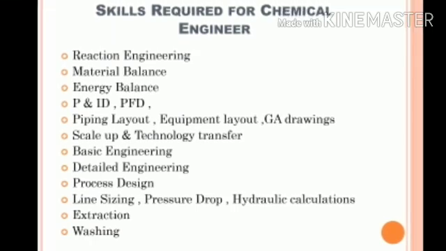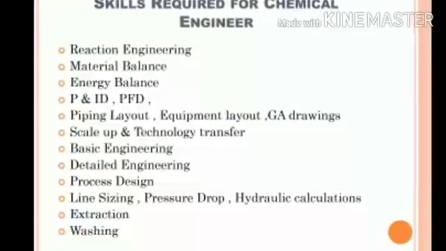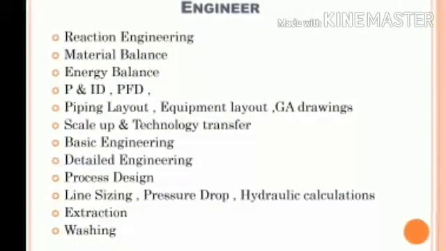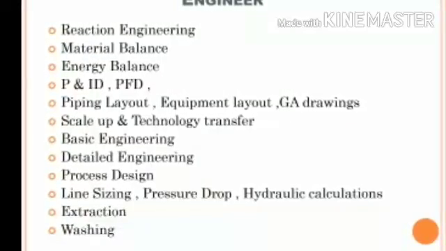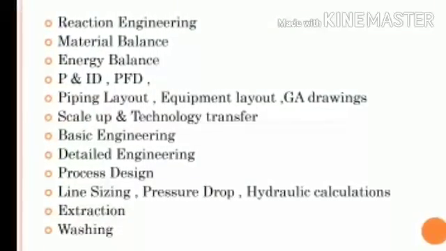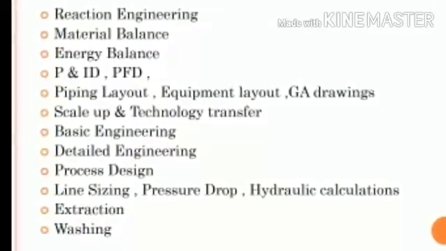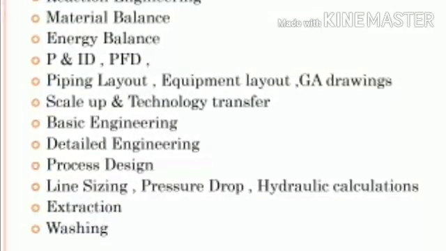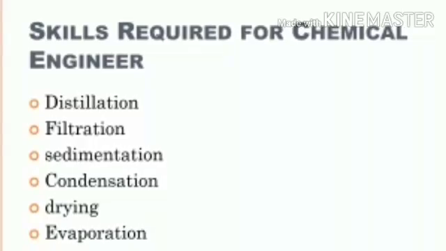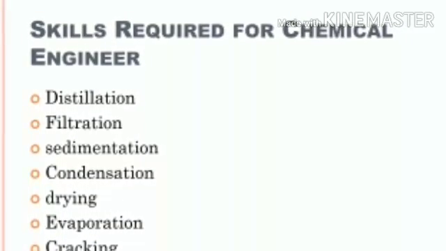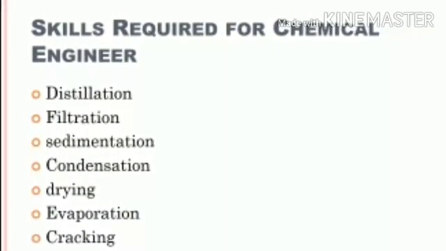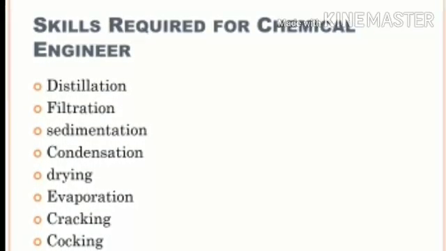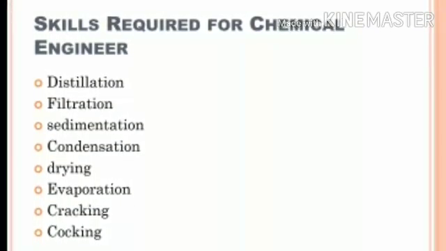So these are some techniques or skills which are necessary for a chemical engineer. The skills are reaction engineering, material engineering, energy balance, PFD, P&ID, piping layout, equipment layout, GA drawing, scale up and technology transfer, basic engineering, detail engineering, and many more skills. You can see from this slide. You will get all the skills here.